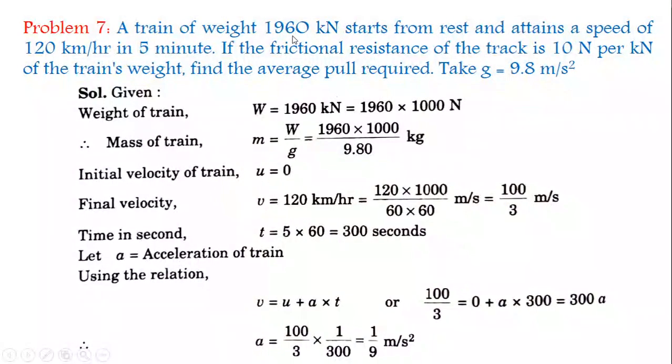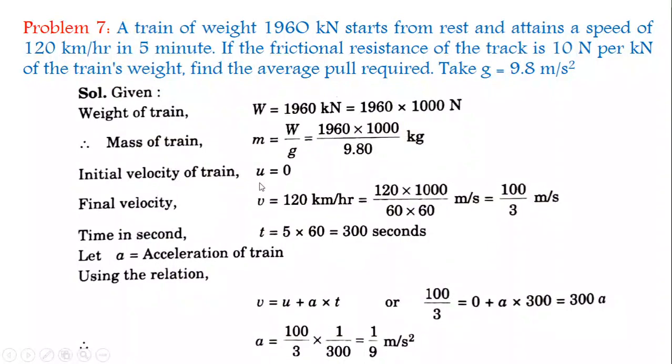This is the mass of the train. You have to find the mass of the train in kg form. The weight of the train is given in Newton. You will convert the Newton into mass using gravity. Mass equals weight divided by gravity. This is the basic formula. Using this formula, we will find the mass of the train. Mass of the train is 1960 into 1000 divided by 9.8 kg.